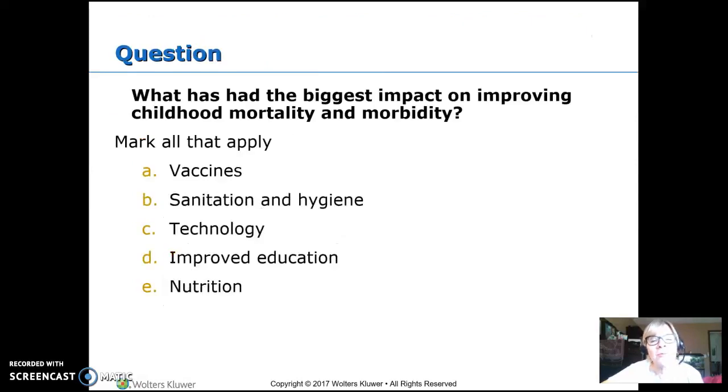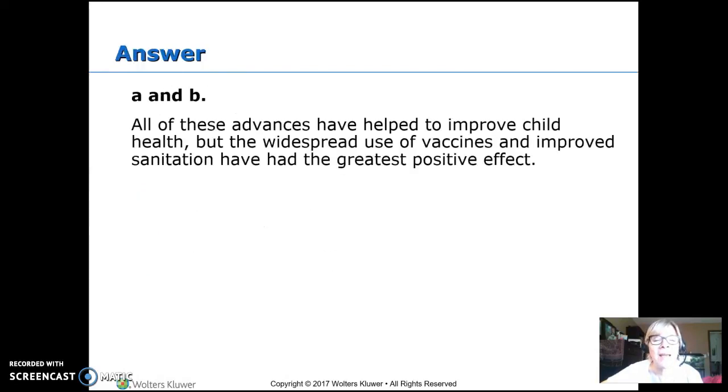So here's a question. What do you think has had the biggest impact on improving childhood mortality and morbidity? Vaccines, sanitation and hygiene, technology, improved education, nutrition? Which of those do you think? And the answer is A and B. All of them have been good, but the two big advancements for child health have been the widespread use of vaccines and improved sanitation, particularly water, having a safe water supply.